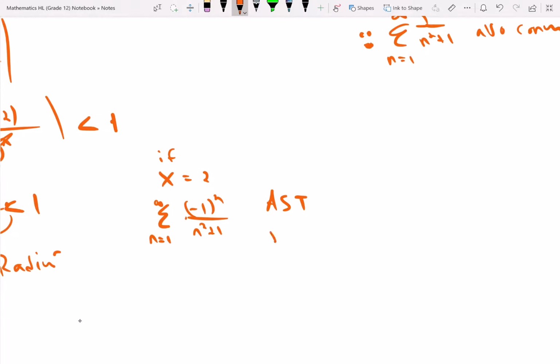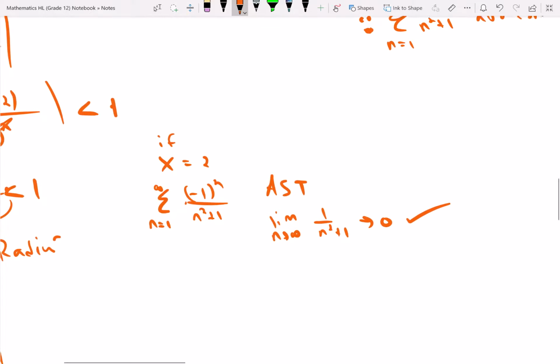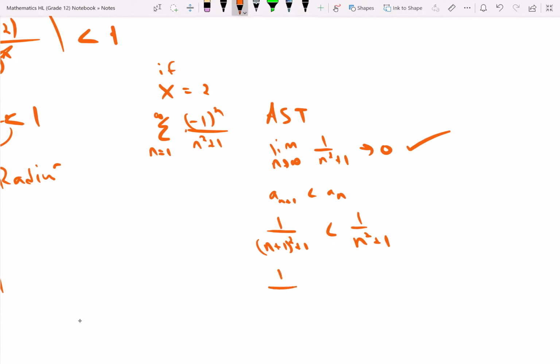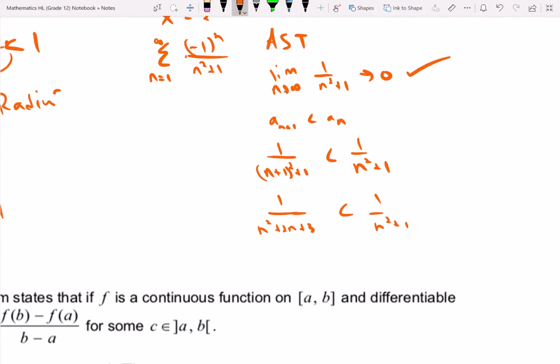Alternating series test. First, we want to show that the limit as n goes to infinity of 1 over n squared plus 1 goes to 0. Does it? Yes. And next, we need to show that a_(n+1) is less than a_n. So we're trying to show that 1 over (n plus 1) squared plus 1 is less than 1 over n squared plus 1. If we work this out, we'll have 1 over n squared plus 2n plus 3 is less than 1 over n squared plus 1. Multiplying across, we're trying to show that n squared plus 1 is less than n squared plus 2n plus 3. Subtract these, and you can show that this is true for all n values greater than 1. Plug in 1, 2, 3, this will always be true.